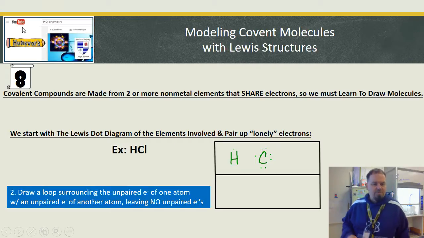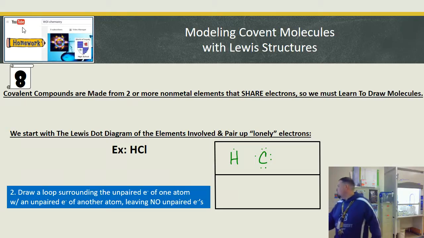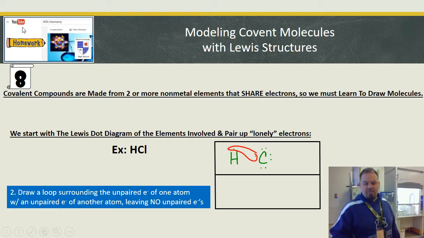It says draw a loop surrounding the unpaired electrons in every atom to one of another atom, of course, and then there can't be any unpaired electrons left, or we've done something wrong. So if I were to loop these two like that, that is where the bond is going to be formed.